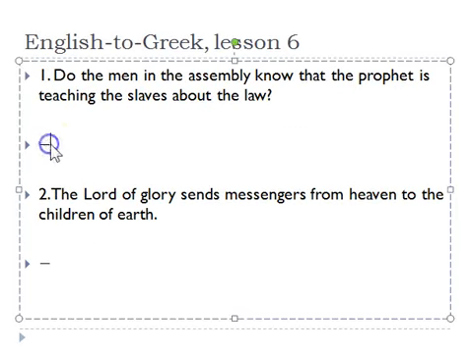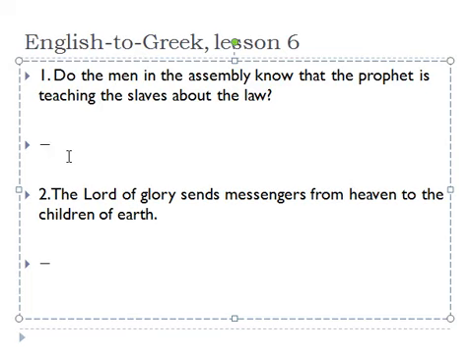As we come to the English to Greek sentences, we do this whole process in reverse. Do the men in the assembly know that the prophet is teaching the slaves about the law? It's a question. We'll turn it around later. The men in the assembly know is the basic spine. The men know. The people know. It's probably what we're looking for here. The people do know. The people know. Same difference. So don't let that "do" throw you at the beginning. That's just what English speakers do with questions.